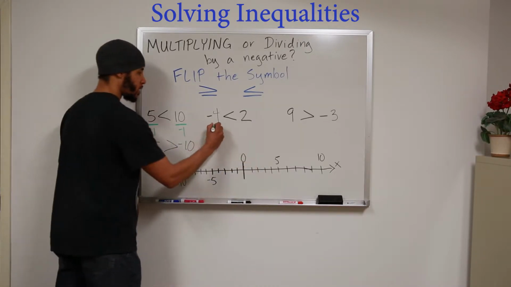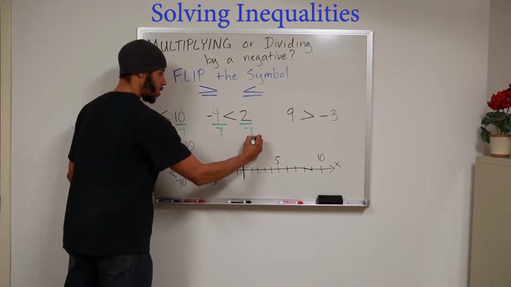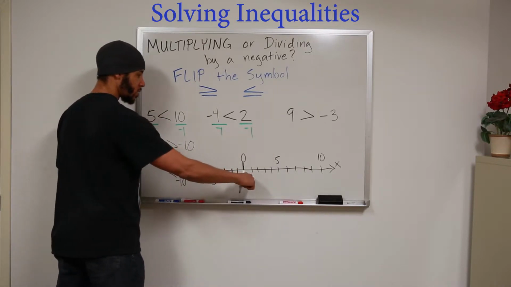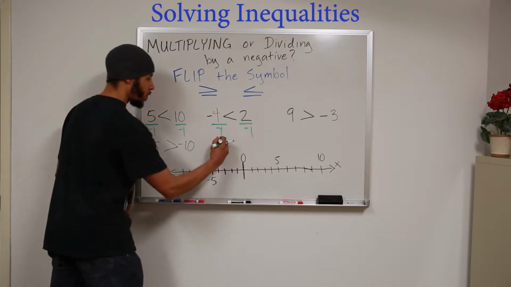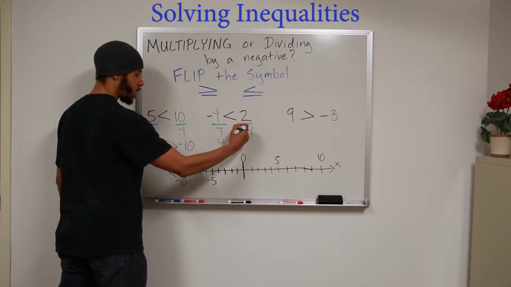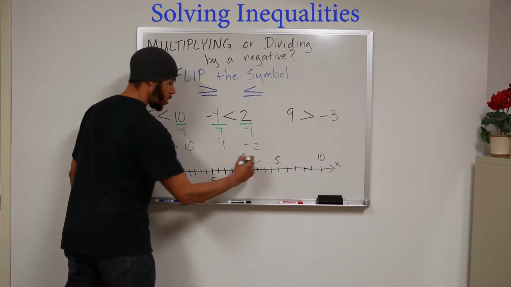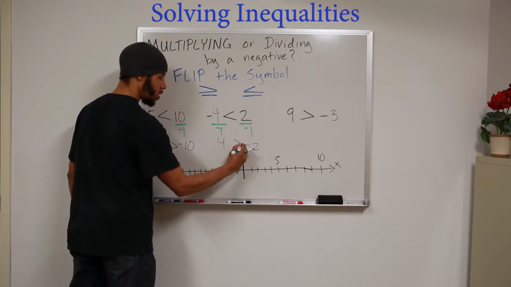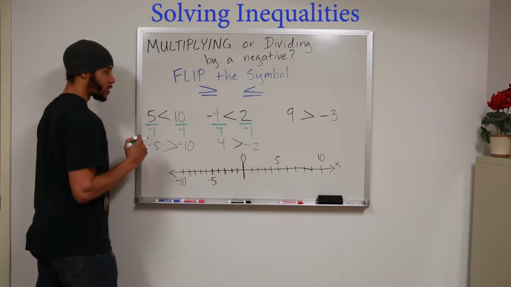Similarly here, if I divide this by -1, we're saying -4 right here is less than 2, which it is. But once we divide by -1, we have a +4. A negative divided by a negative is a positive. -2 divided by -1 is -2. Now we see -2 here, which is behind 4 on the number line. So what's greater? We have to flip that symbol.